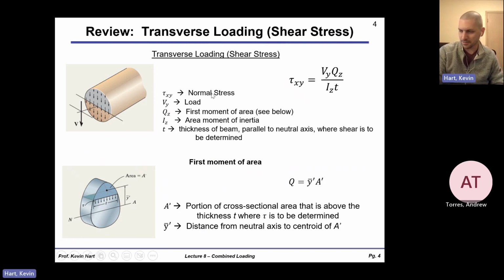We have this weird term called the first moment of area. Q is y bar prime A prime. And this is a nice little example showing what that actually looks like. Let's say your point of interest is somewhere that lies in this plane defined by this variable t. We want to define the area above that line, which is A prime, and then the centroid of that area A prime is located some distance above the neutral axis. That's what this NA stands for. And so A prime times y bar prime is your first area moment, which we label Q.